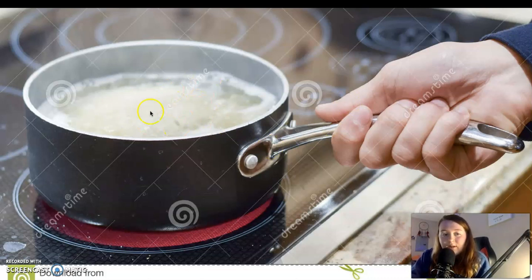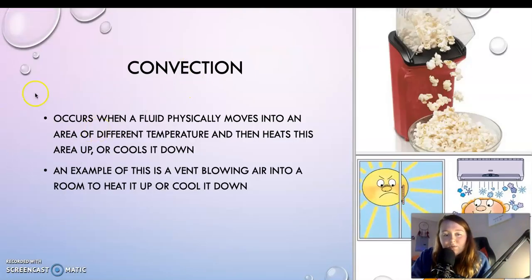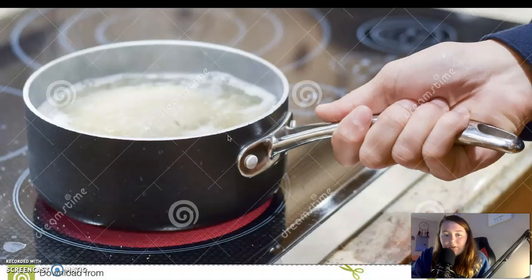Look at this fluid with whatever it's cooking on the inside of that pot. If you're thinking convection, you're right, because convection occurs when a fluid physically moves into an area of different temperature and then heats the area up or cools it down. Whatever is in the pot with that water is so hot, it's boiling, that it's moving the heat to that item to help it cook. An example would be rice. If you put rice in boiling water, the heat from the boiling water is going to move to the rice to help it heat up and cook.